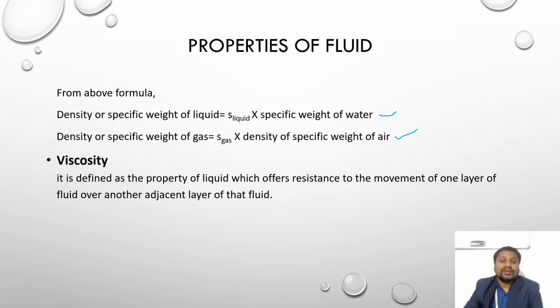Okay, so our next property is viscosity. Viscosity is the main property which is responsible for a fluid flowing. A fluid can flow because of this property. So what is viscosity? Viscosity is the property of a liquid which offers resistance to the movement of one layer of fluid over another adjacent layer of fluid.